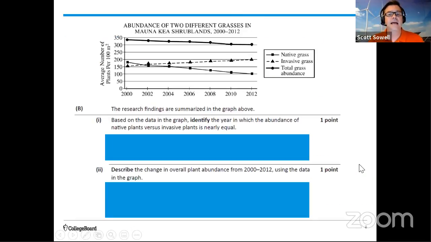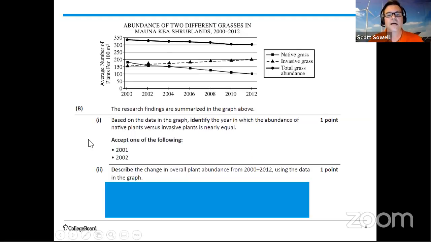B really has you looking at the graph. It says, based on the data in the graph, tells you right there, look at the graph. Identify the year in which the abundance of native plants versus invasive plants is nearly equal. So you could go over here, and here's our invasive and native, and where are they most equal? Right around there. So you pick a year, and it could have been 2001 or 2002. So a little piece of FRQ advice. If you are asked to identify a value from a graph, pick a value.